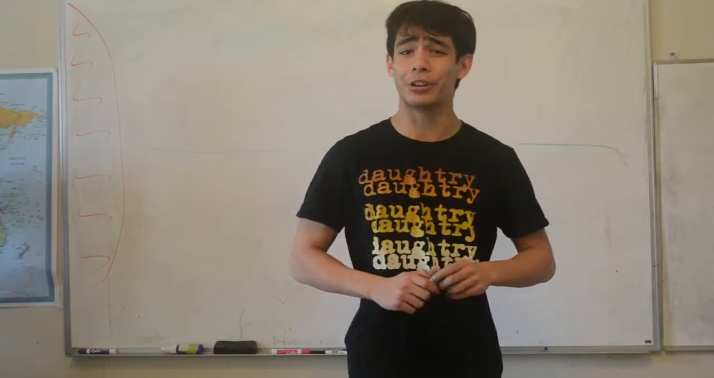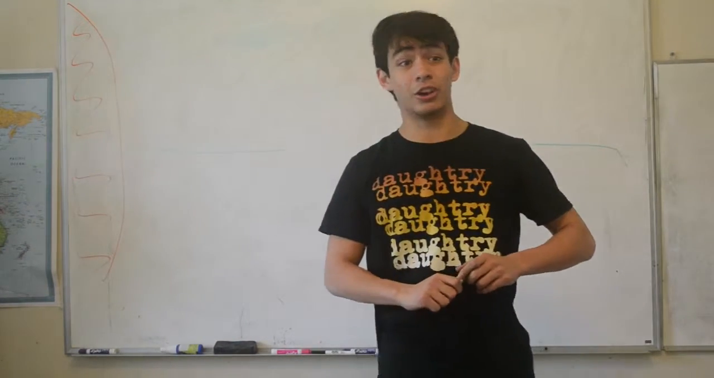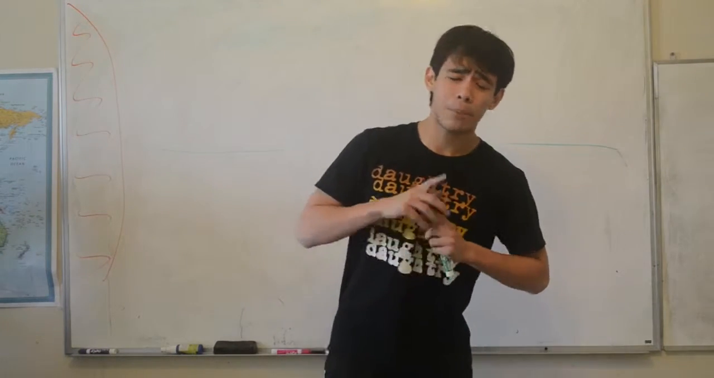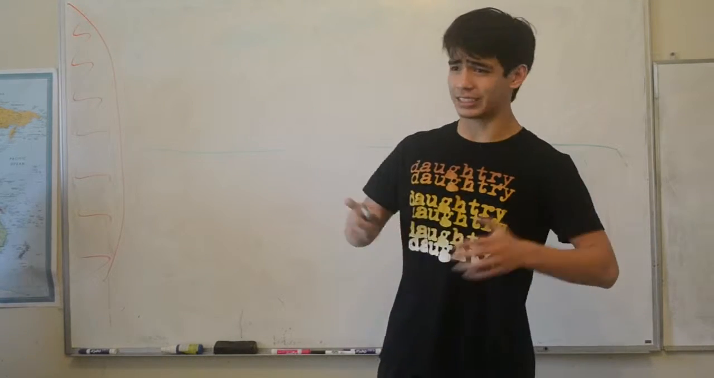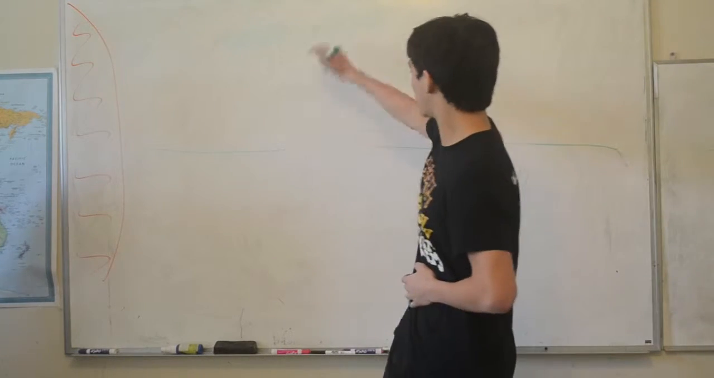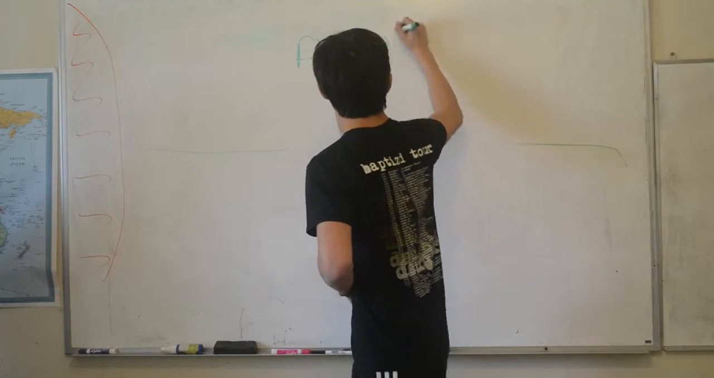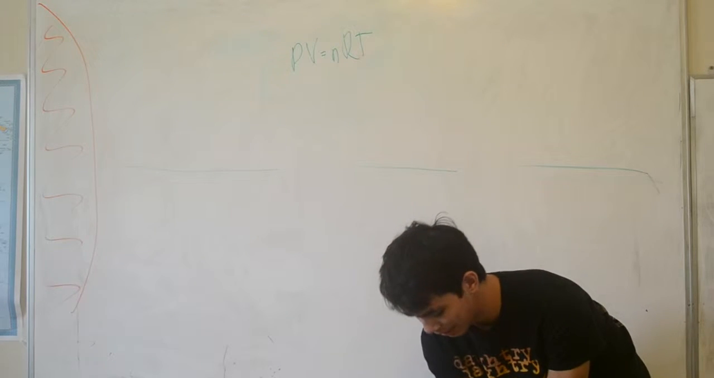You see, the higher you go, the fewer air molecules there are pushing down on you. Thus, there is less pressure at the top of Mount Everest than at the bottom. But why does this matter? Well, this equation is why it matters. PV equals nRT. What does this equation mean?